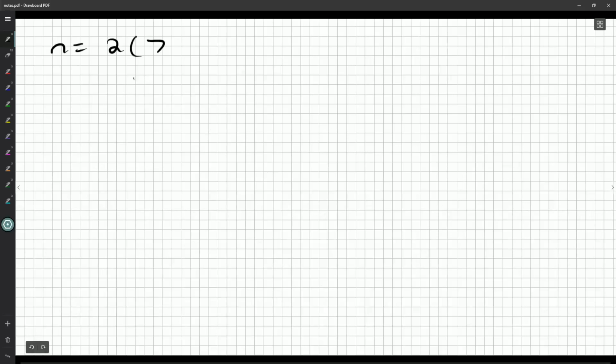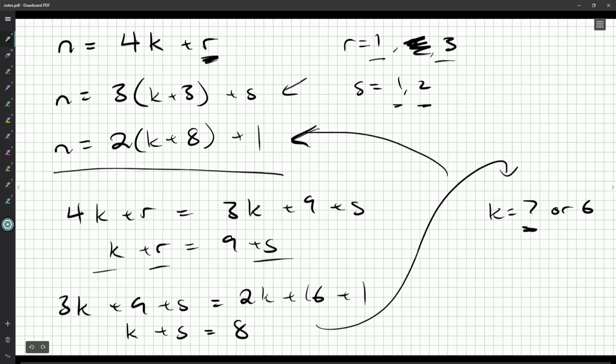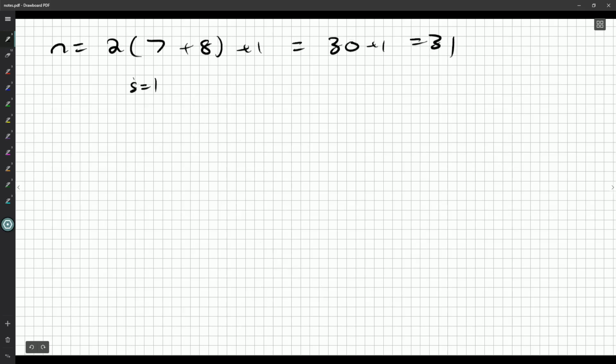So n would be 2 times 7 plus 8 plus 1, and that'll be 2 times 15, that'll be 30 plus 1, so n could be 31, maybe. Now in this particular situation, since k is 7, s is 1. Okay, so we're not going to check this second equation. There's nothing new to be gained. But this first equation, n is 4 times k, well k is 7. So 31, is that 4 times 7 plus something that's either 1 or 3? Well, 31 is 28 plus 3, so that seems to work.